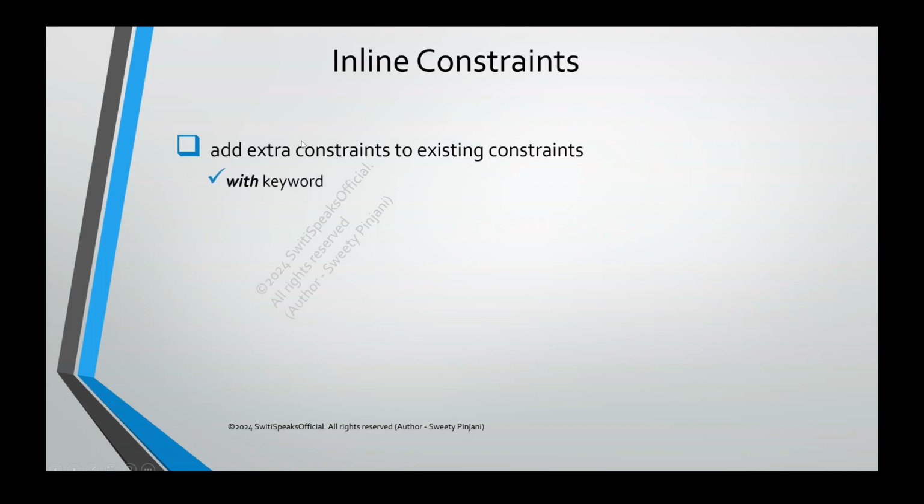For inline constraints, we use the with keyword. Inline constraint is used with the randomize method. We had already learnt about this randomize method in the previous lectures. If you have not gone through it, go through that randomization methods video tutorial. I'll share the link in the description. Inline constraints are used with this randomize method.